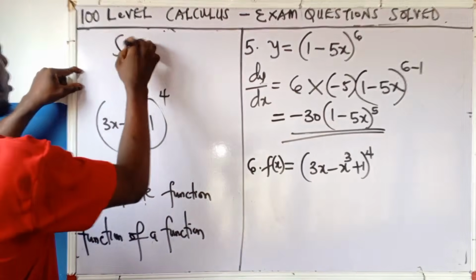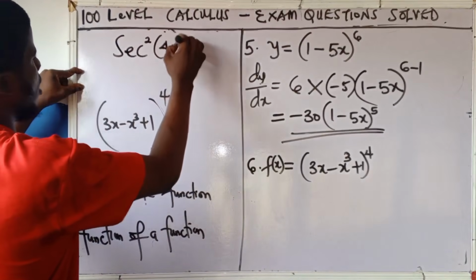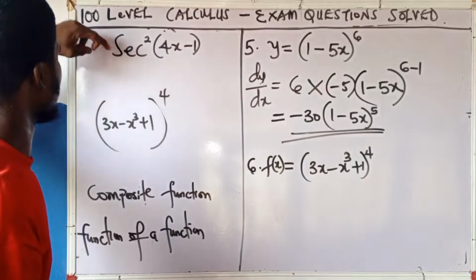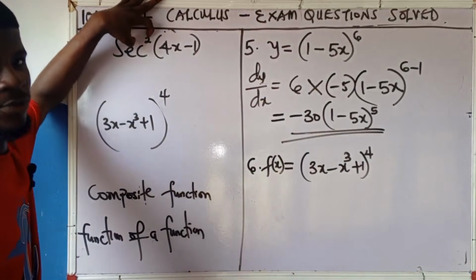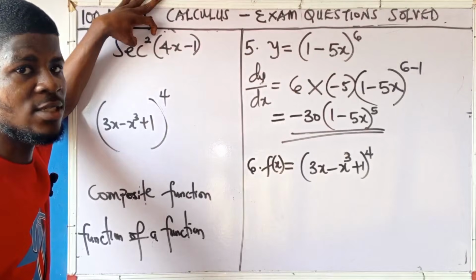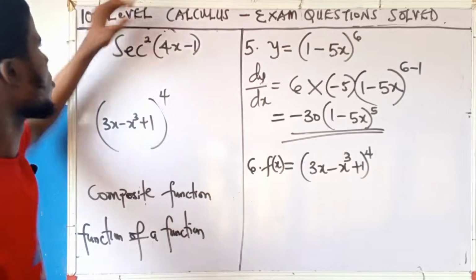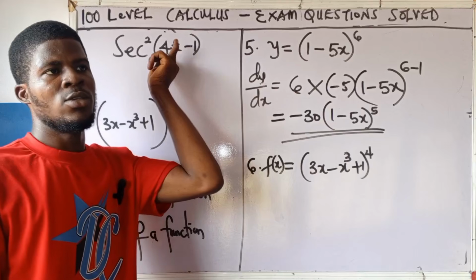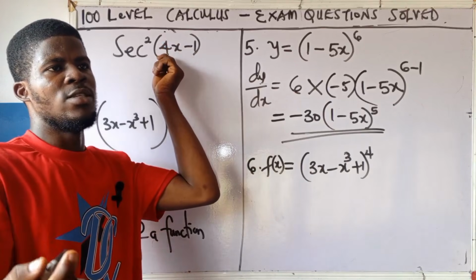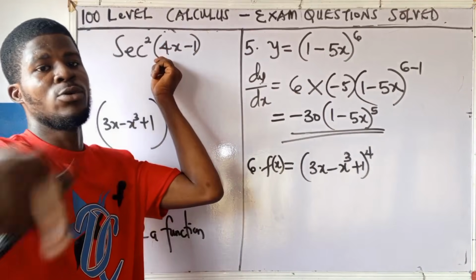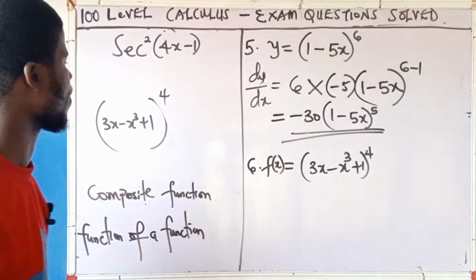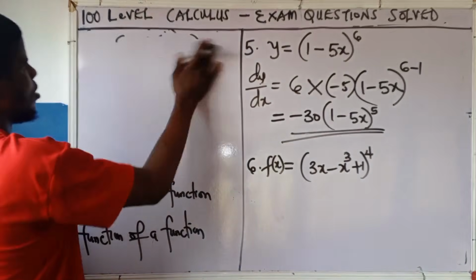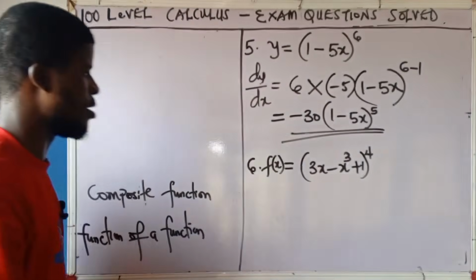I have sec squared of (4x minus 1). This is a function of a function. Sec squared itself is trigonometric, right? Yeah, a trigonometric function. Inside the trigonometric function, we have an algebraic function 4x minus 1. So it means that there is a function inside another function that makes it a function of a function. That's it. I can go on and give you more examples, but that is it basically.